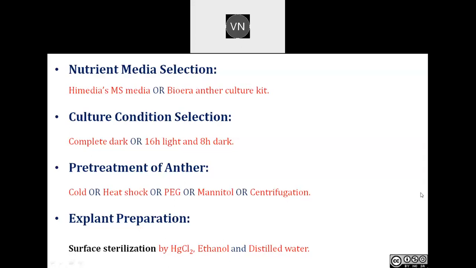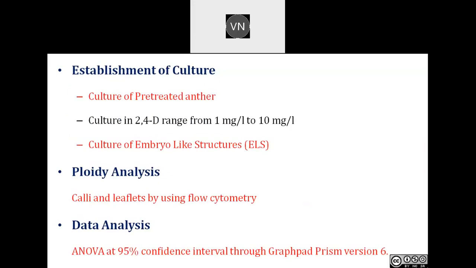That pretreatment is cold, heat shock, polyethylene glycol, mannitol, or centrifugation. I have used all four. And in explant preparation, by which I mean surface sterilization, I used mercuric chloride, ethanol, and distilled water. Next, please.